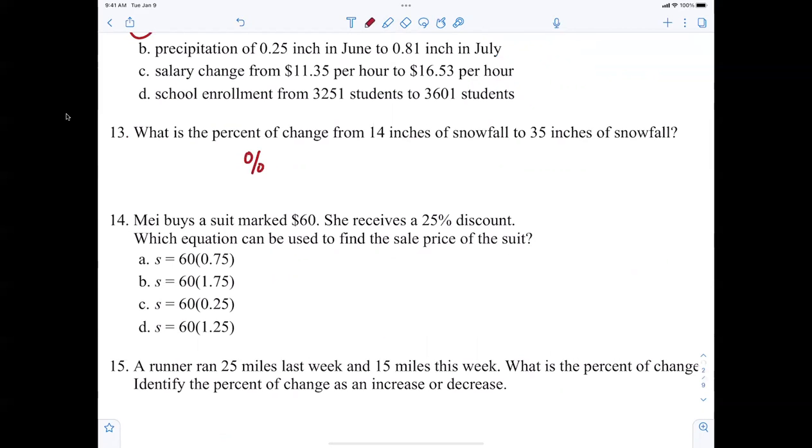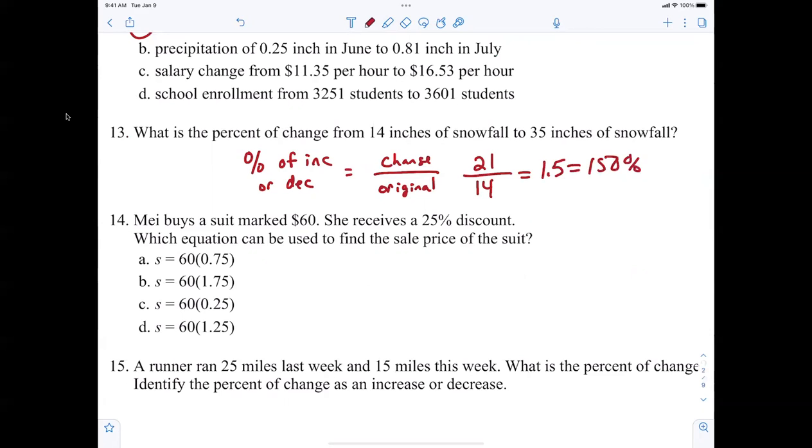Percent, hold on, of increase or decrease is the change divided by the original. All right, it's the change divided by the original. There's a change of 21 inches of snow, and then divided by the original 14, that's 150%. Right, it was 1.5, which is the same as 150%.